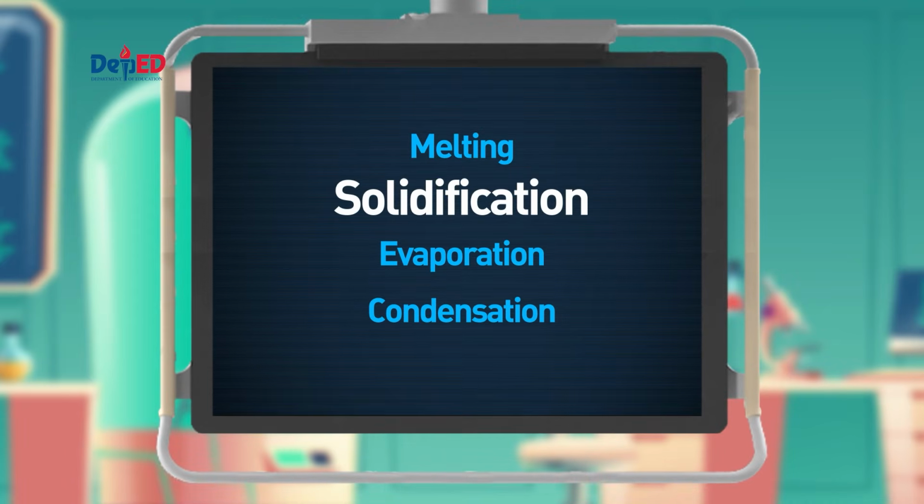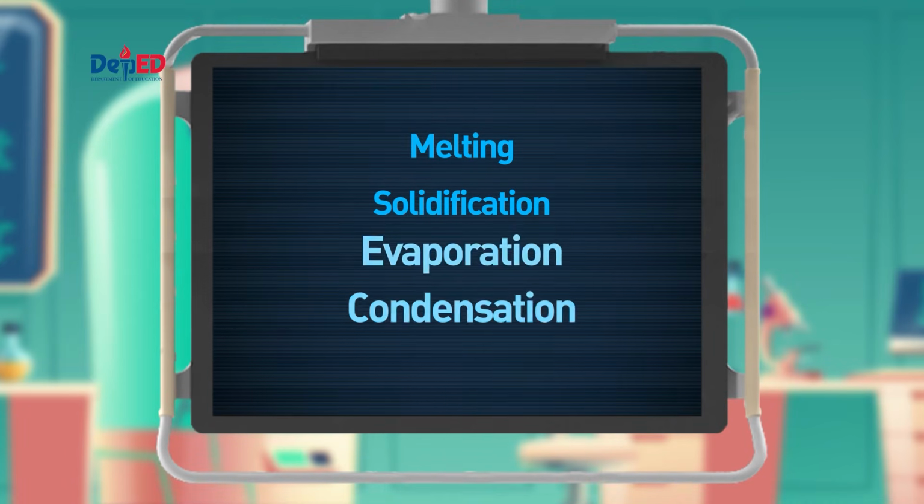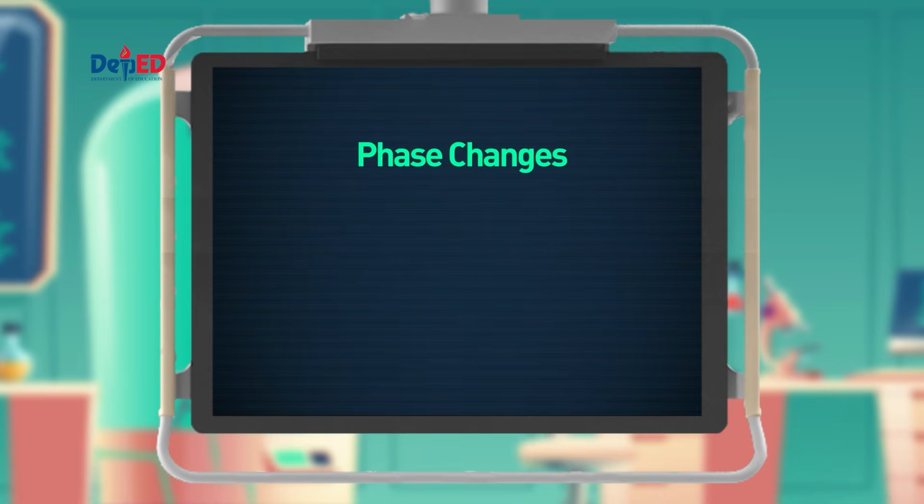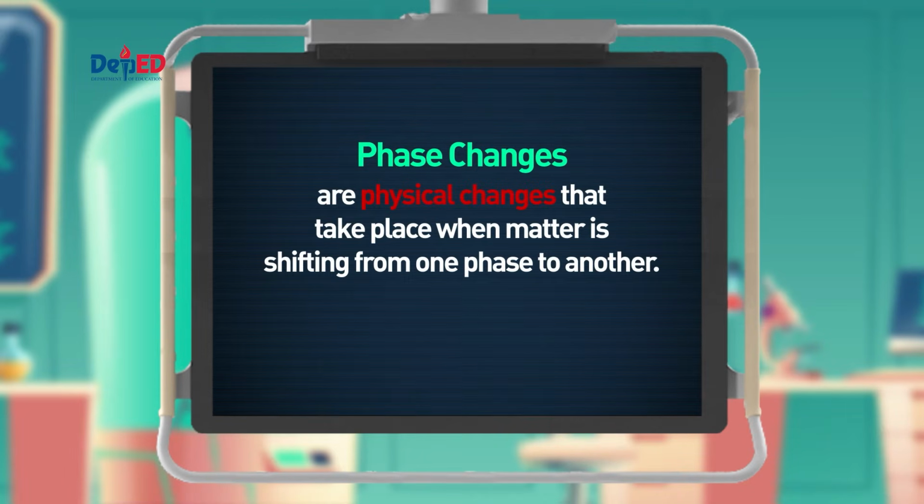Melting, solidification, evaporation, and condensation are some of the examples of physical change, and some are due to application of heat. As you notice, these processes are reversible. This is called phase changes. Phase changes are physical changes that take place when matter is shifting from one phase to another.